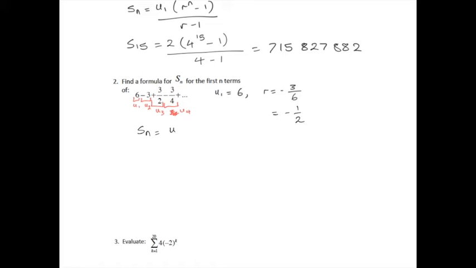Sn is u1. Was it? And now it's 1 minus r to the n over 1 minus r. All right, so let's put everything in. Can you help me out, please? 6. 1 minus negative a half to the power of n. Now, girls, notice how I wrote it. I had to write negative a half all in brackets and then put the n at the end.